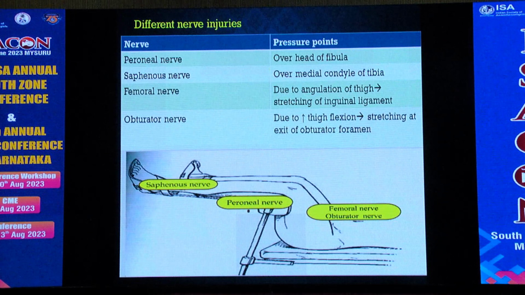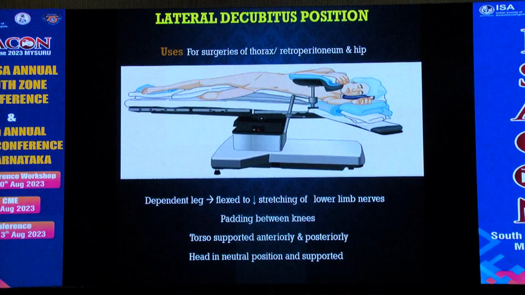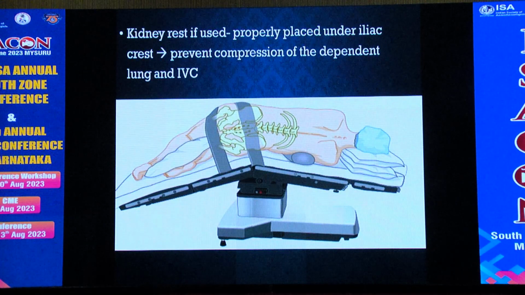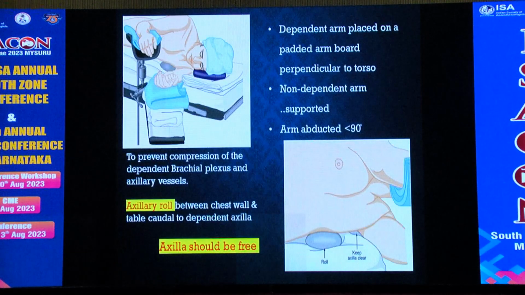The saphenous nerve is pressed over the medial condyle of tibia, peroneal nerve at the lateral end of fibula, and femoral nerve and obturator nerve at thigh flexion. And this is the lateral decubitus position, commonly used in hip surgeries and in surgeries of the thorax and retroperitoneum. So the dependent leg is flexed to decrease the stretching of the lower limb nerves, and the torso is supported both anteriorly and posteriorly. Whenever the kidney rest is used, it should be placed under the iliac crest.